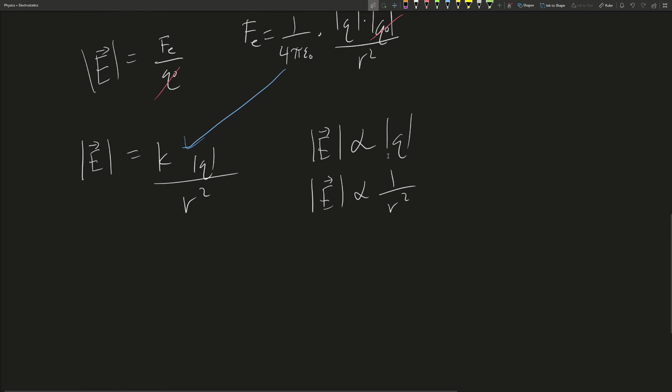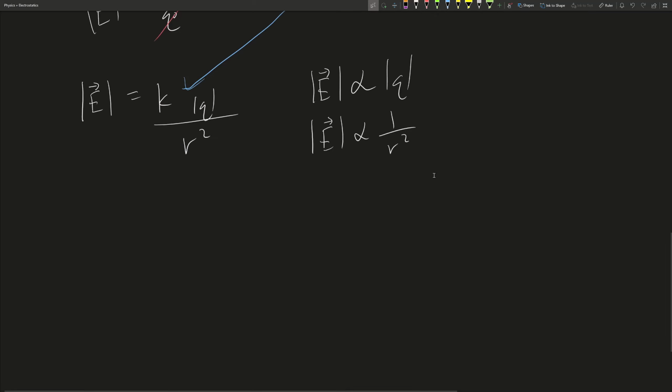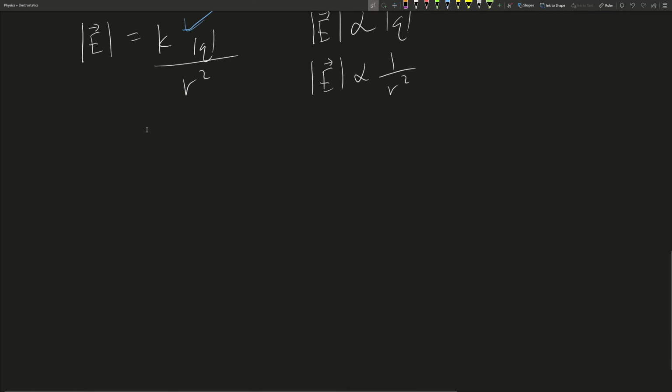Okay, and then one more thing is that electric fields, again, follow the principle of superposition, which means that if you have multiple charges and you want to find the electric field at one point, you can find the electric field from each charge individually and add them together at the end. So that's something that we're used to, and that's just the principle of superposition, which electric fields follow.